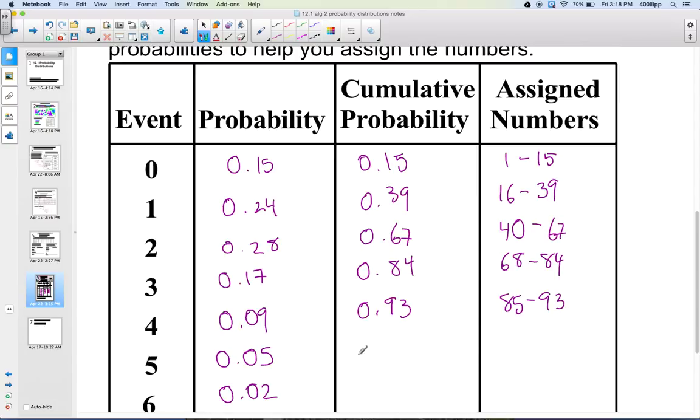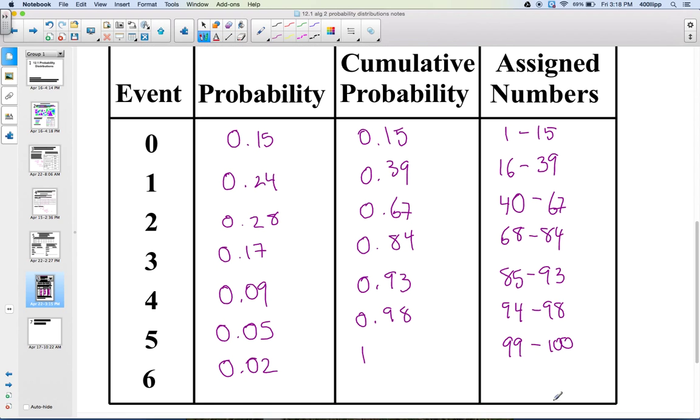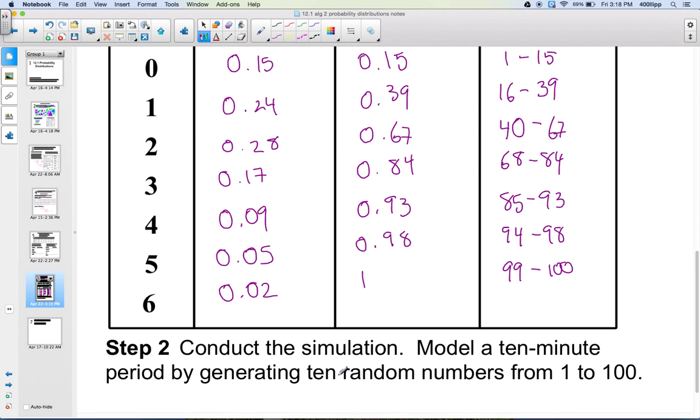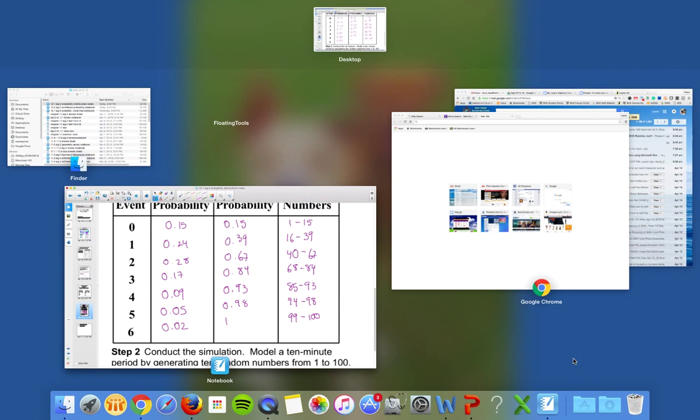Add 0.05, 0.98. So this is going to be from 94 to 98. And then finally add 0.02, I get a 1. And this will be 99 to 100. Okay, so now we're going to actually conduct the simulation. We're going to model a 10-minute period by generating 10 random numbers from 1 to 100.